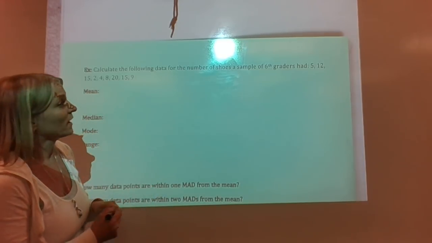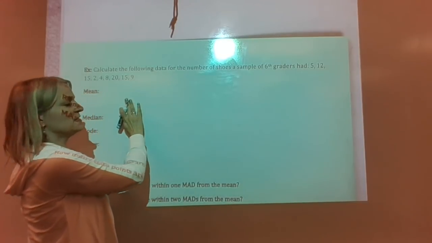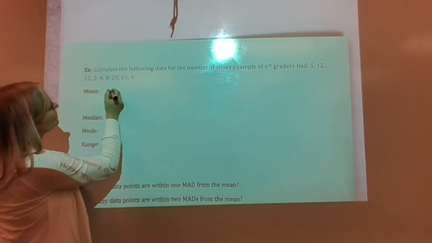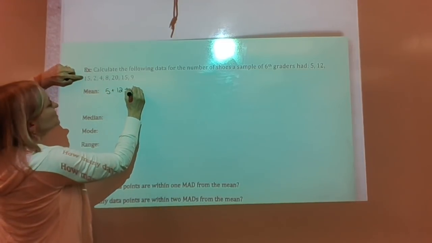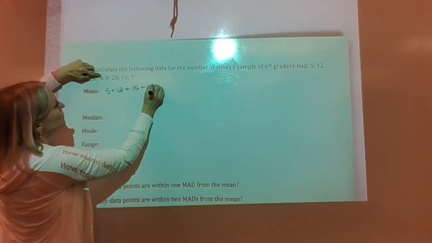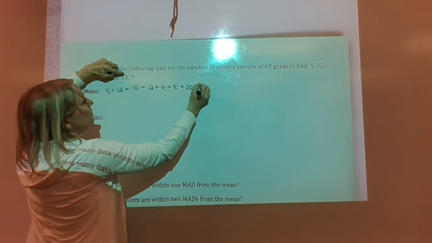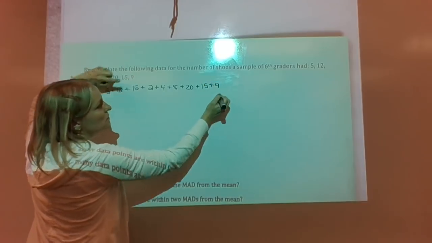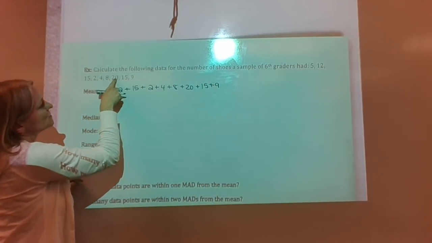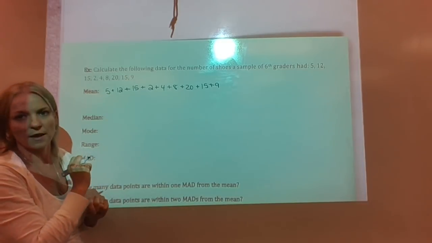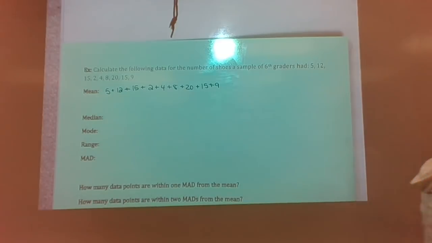Again, finding the mean, we want to add them all up. So normally we don't necessarily write out all the additions, but since this is our notes, let's do it. So let's write that we're going to do 5 plus 12 plus 15 plus 2, plus 4, plus 8, plus 20, plus 15, plus 9. So that's 1, 2, 3, 4, 5, 6, 7, 8, 9 numbers that I'm adding up. Okay, then we grab our calculator and we start adding those up.